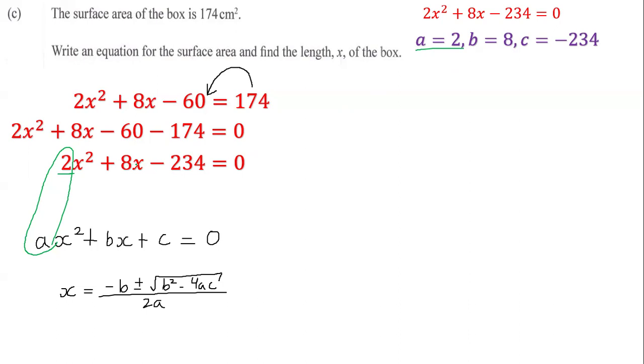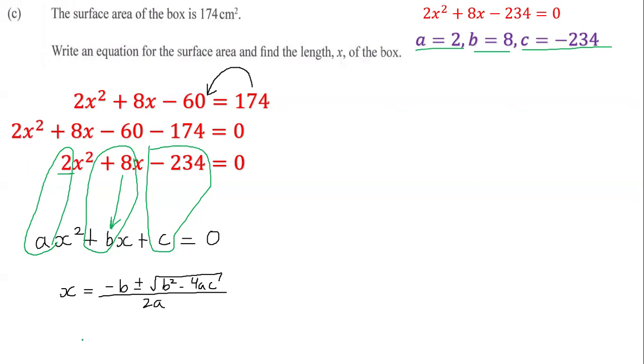Then b is going to be the number that's in front of x. And so the number that's in front of x is going to be 8. And so that means that b is what? B is equal to 8. And c is the number that is by itself. That's the constant. And so that's why here the constant is negative 234. And so a is equal to 2, b is equal to 8, and c is equal to negative 234.